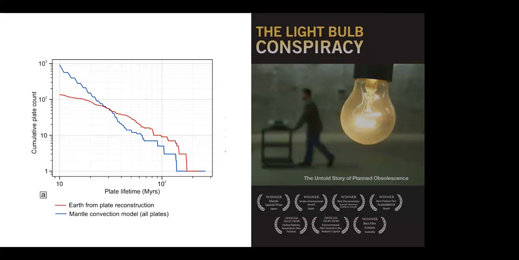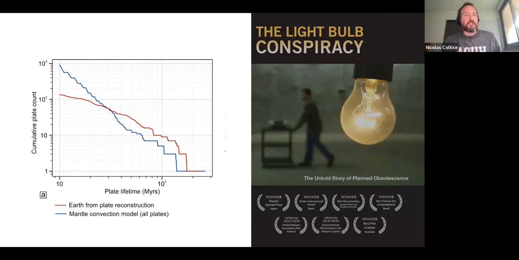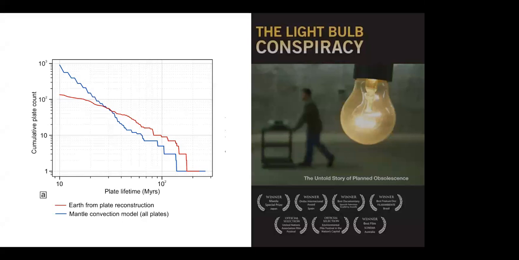Nicolas, excuse me. Yeah, this is Alec. Which plate are you talking about? The continental plates or oceanic plates? So here they are all together, but it's mostly the oceanic plates. The continental plates in the models are stronger, and so they will usually live longer. It's going to be more difficult to change them. But they are part of this system, of this sort of planned obsolescence thing.